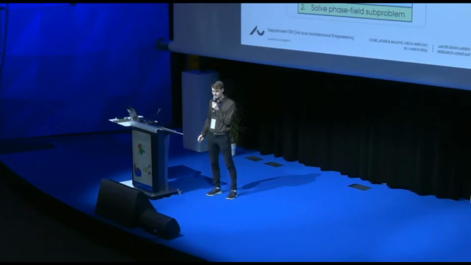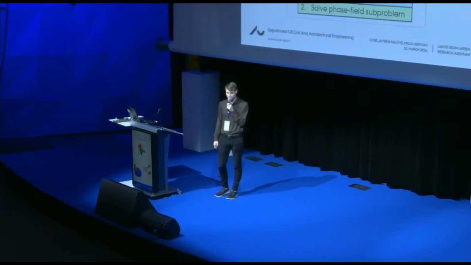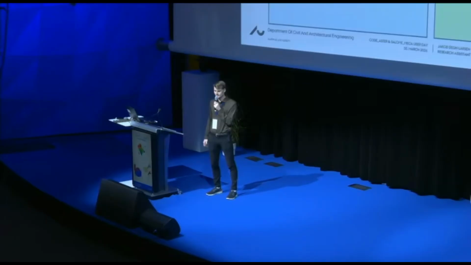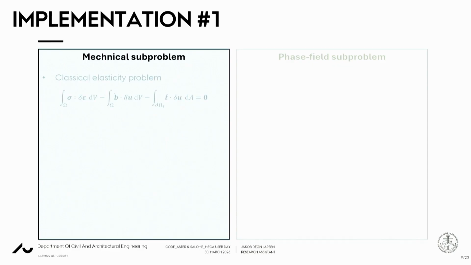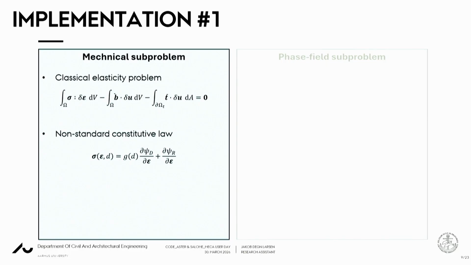But let's dive deeper into how we actually solve these subproblems using Code Aster, because this is the main problem of this approach. So first of all, let's look at the characteristics of the subproblems. We have the mechanical subproblem, which is a quite standard elasticity problem, but we have this non-standard constitutive law. The stress depends, as mentioned before, on the strain, which is decomposed from the strain energy density, and also the damage. This constitutive law we can implement using MFront, a code generation tool for mechanical behaviors, and this is coupled natively in Code Aster.